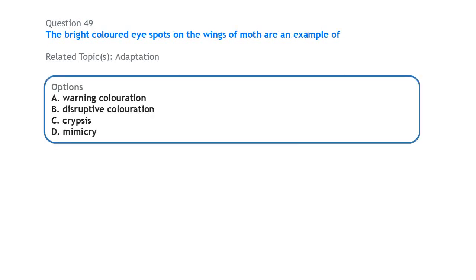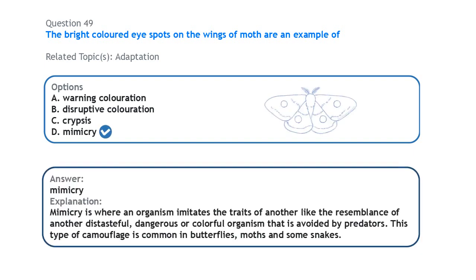Next, on adaptation, the bright colored eye spots on the wings of moths are an example of mimicry. Mimicry is where an organism imitates the traits of another organism that is distasteful, that is disgusting, or dangerous or colorful, and the essence of that is to dissuade a predator, kind of like to irritate the predator, to dissuade the predator away from that organism. So you find it in organisms like the butterfly, the moth, and in some snakes. So they have what we call mimicry, where they resemble another organism that is distasteful or disgusting.